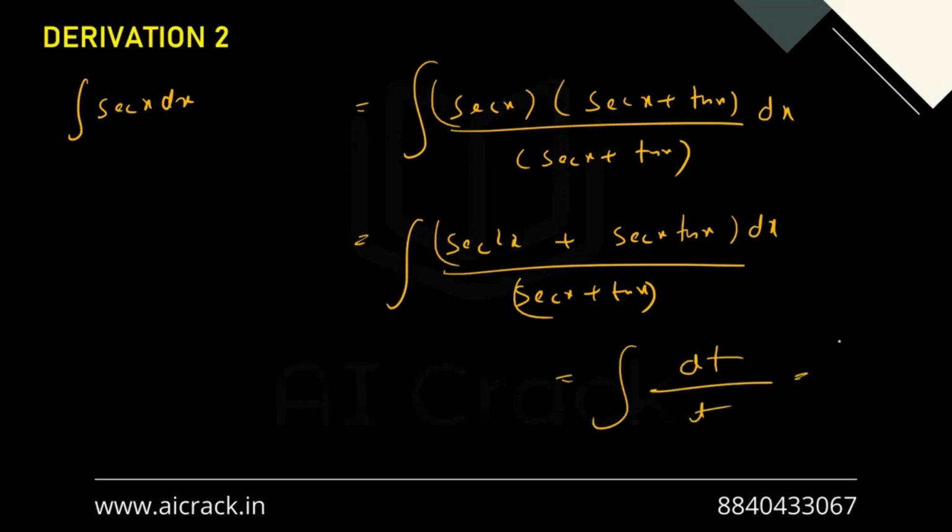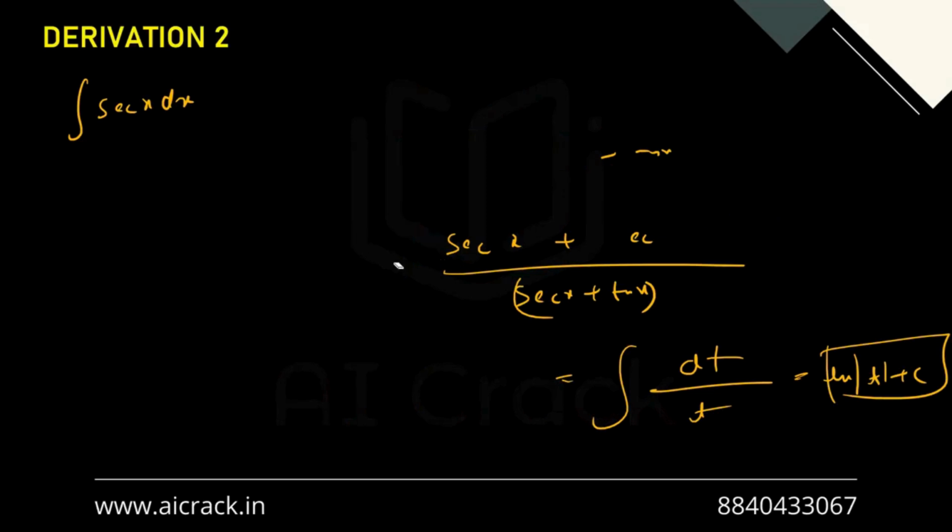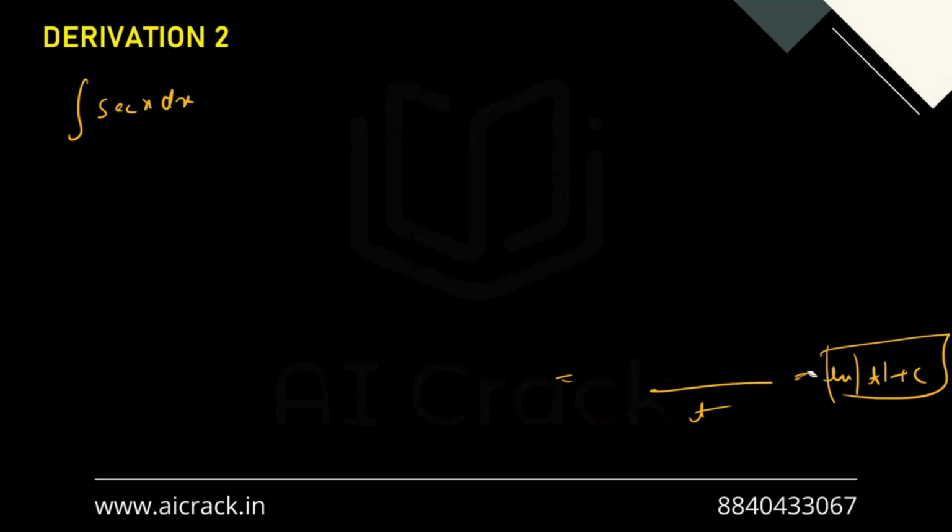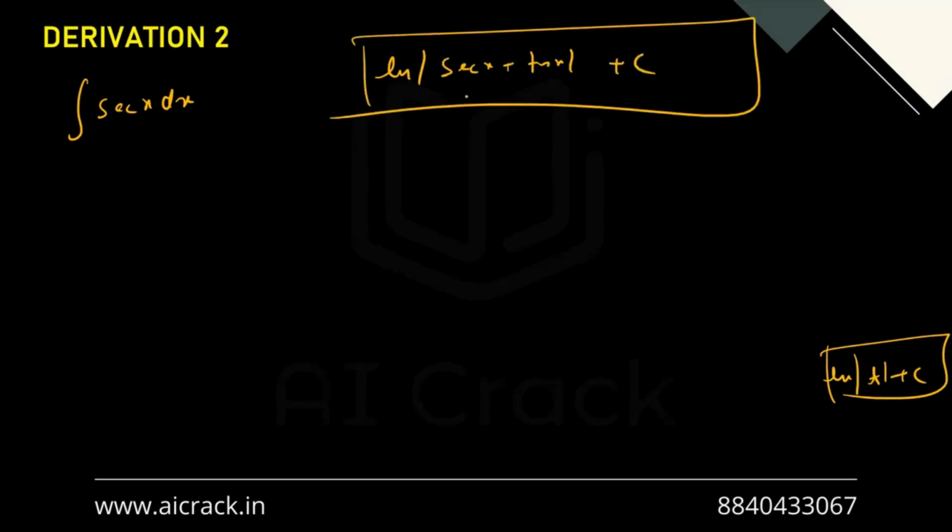Now this is very simple. This is nothing but ln mod t plus c. Again mod t over here, remember the concept. So what we have got ultimately is ln mod t, and mod t was actually sec x plus tan x, plus c. So this is the final result.